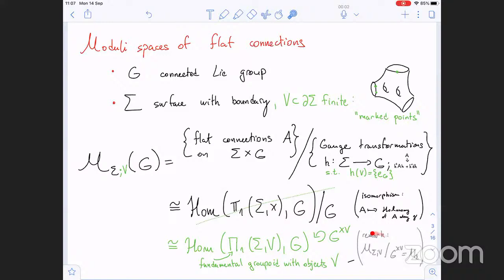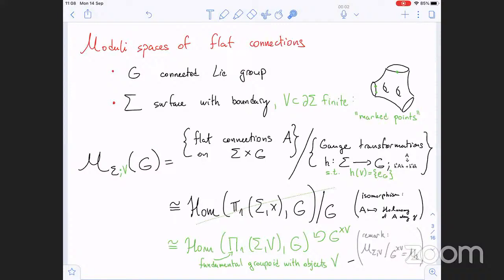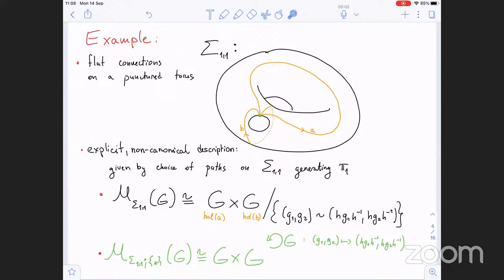So let me give you an example. It's very simple-minded. We just look at the one punctured torus. So this is the torus. There is this one puncture, so there's a hole. And to get an explicit description of the moduli space on this torus, one needs to make some choices. So there is a non-canonical description. The choices you have to make, you have to choose some paths that generate the fundamental group, right? Because if the surface has a boundary, the fundamental group here is free. So you just need to specify the value of this morphism on generators. So here one can choose generators like this, A and B.